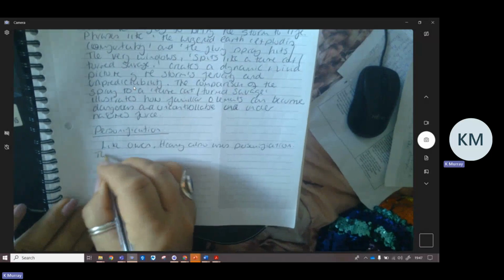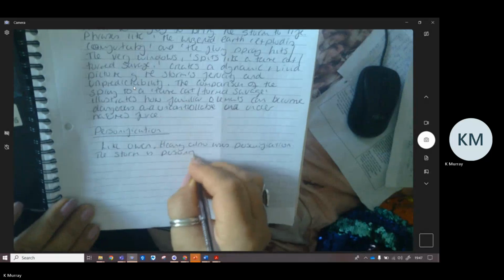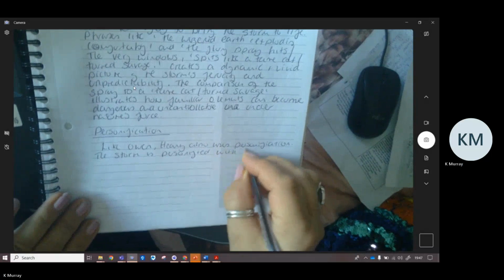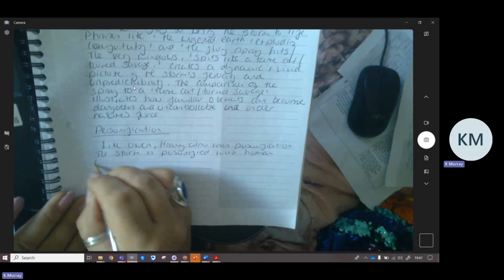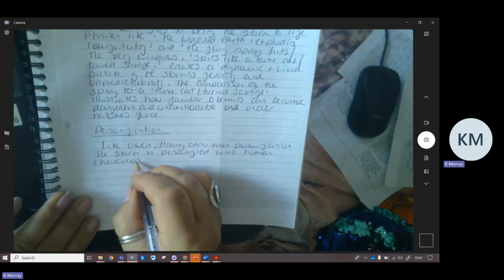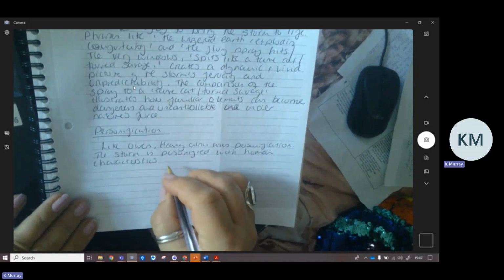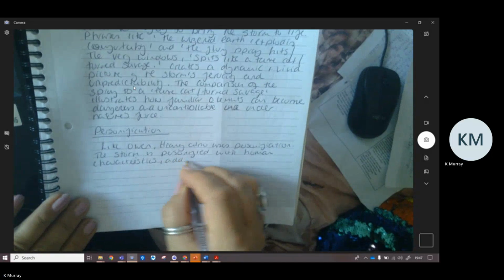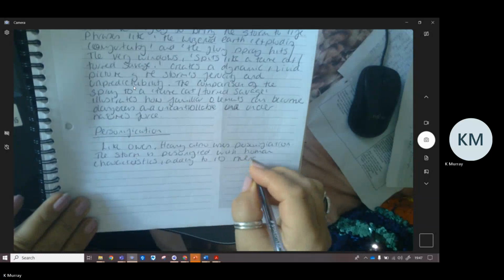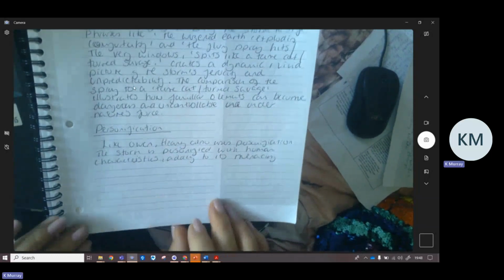The storm is personified with human characteristics, adding to its menacing. It's a scary storm, isn't it? Okay, its menacing presence.